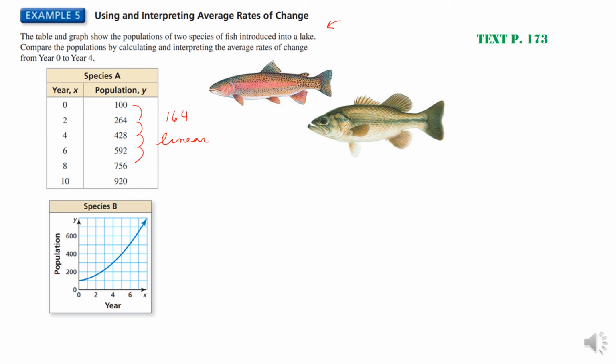But all we're going to do is start with, they want us to compare year 0 to year 4. So we're going to use this point and this point, and we're going to use 0, 100, and we're going to use 4, 300. And now we have two sets of points for each, and we're going to compare them.